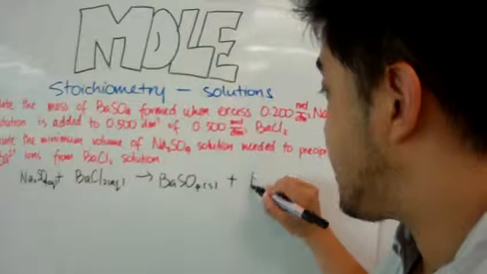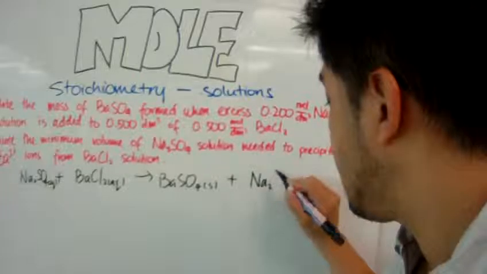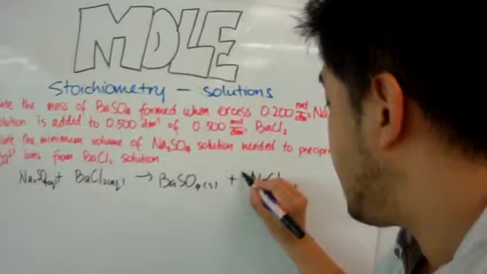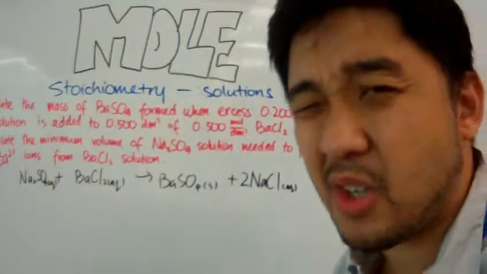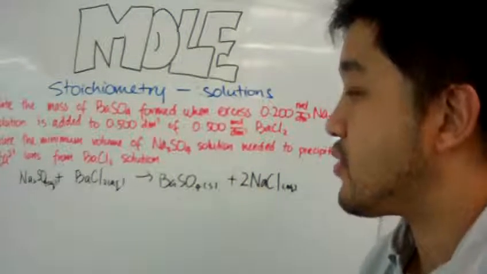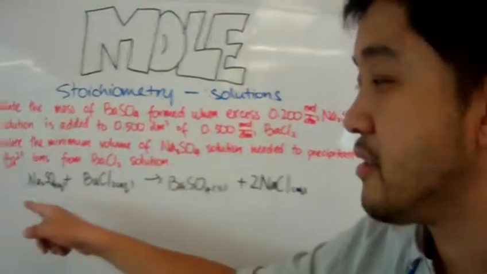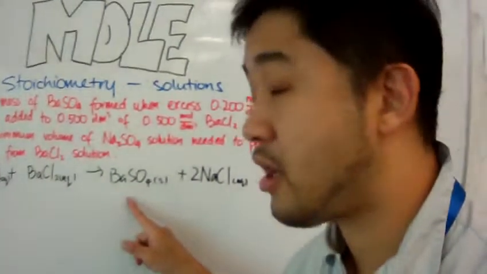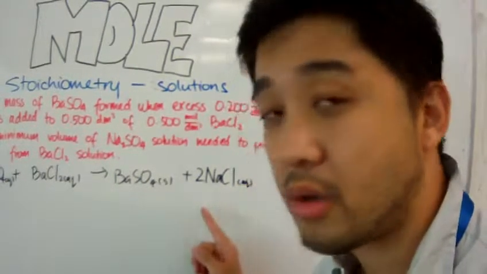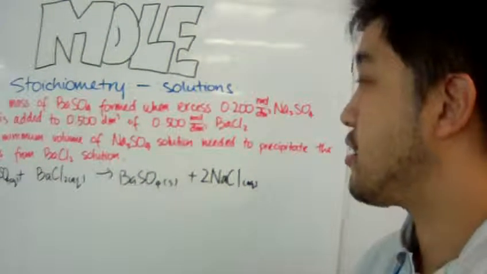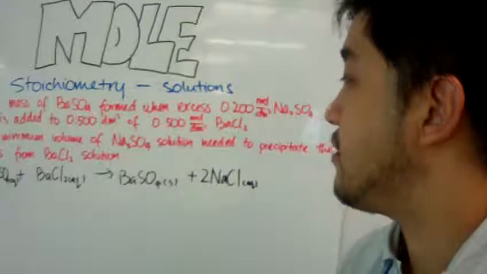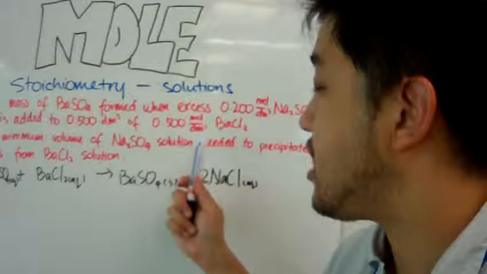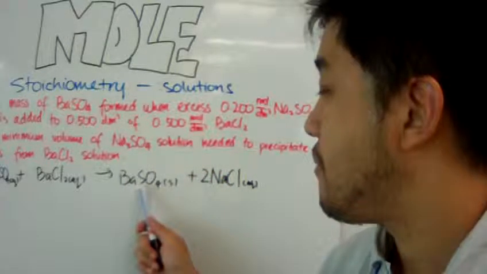And sodium chloride, and that's aqueous. And you have 2 moles of sodium chloride made. So 1 mole of sodium sulfate reacts with 1 mole of barium chloride to form 1 mole of barium sulfate and 2 moles of sodium chloride. All right, with that, we will now determine the mass of barium sulfate.